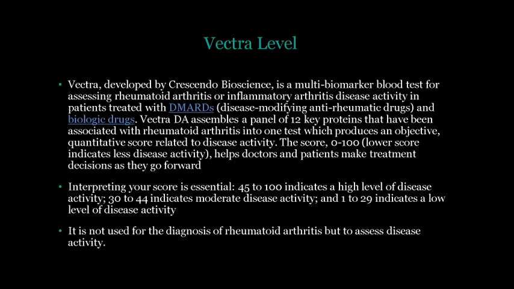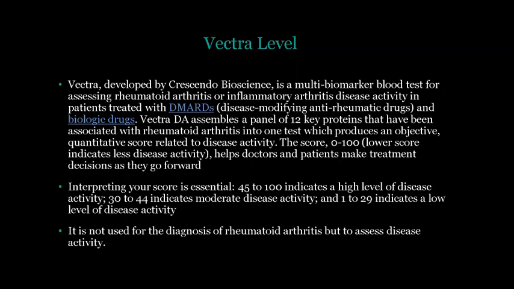This was developed by Crescendo Bioscience as a multi-biomarker for assessing rheumatoid arthritis or inflammatory arthritis activity in patients on disease-modifying agents and biologic drugs. It assembles a panel of 12 key proteins that have been associated with rheumatoid arthritis in one test, which produces an objective quantitative score related to disease activity. The score, which is 0 to 100, helps doctors and patients make treatment decisions as they go forward.